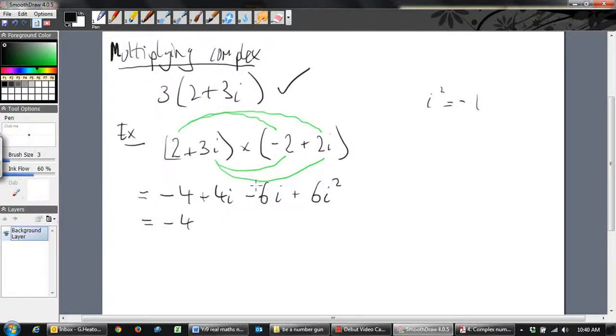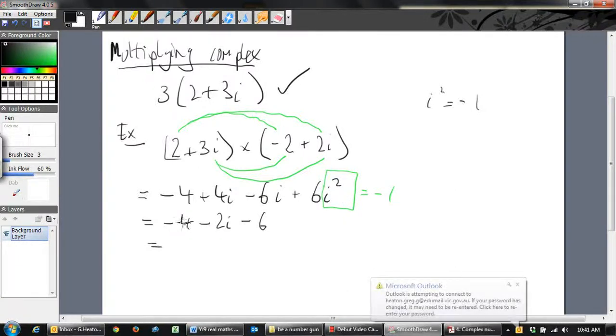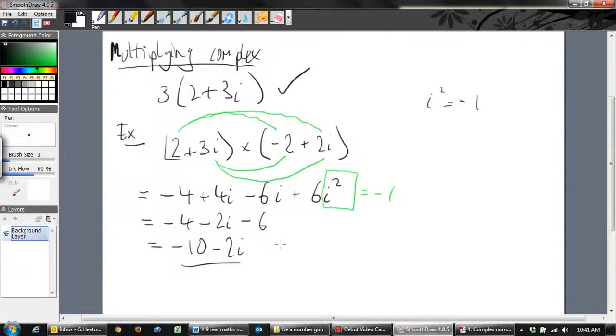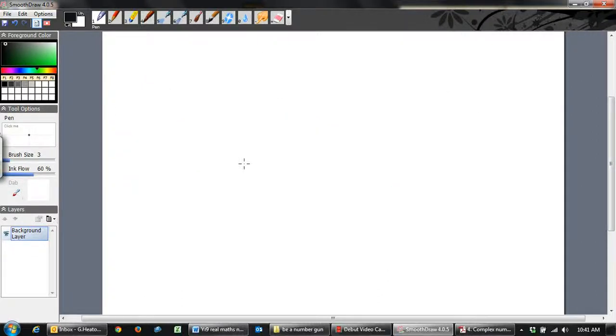We've got positive 4i and negative 6i, that's negative 2i, and we put them together. And positive 6i squared, where i squared is equal to -1, is actually -6, that's positive 6 times -1. So just finish that off: -4 minus 6 is -10, minus 2i. And there you go, that is your complex number, your answer. So that's how we multiply two complex numbers together. Maybe just a couple of other examples, but that's all there is to it.